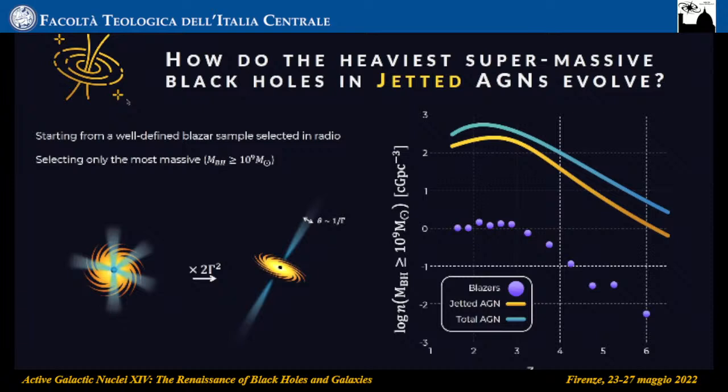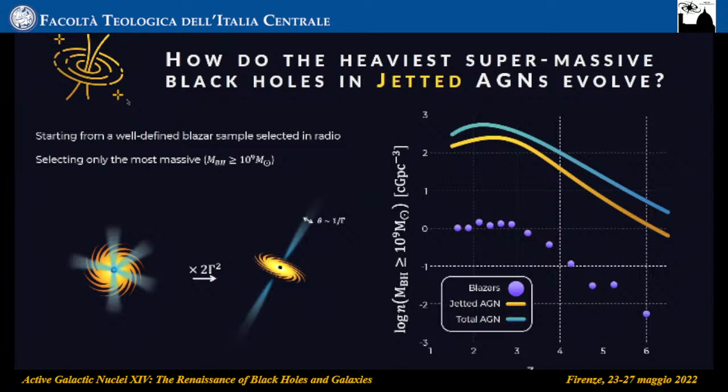So, hi everyone. My work is about the evolution of the heaviest supermassive black holes hosted in jetted AGNs. We started from a well-defined blazar sample with redshifts ranging from 1.5 up to 6 and selected in radio frequencies. Then, after gathering all the optical spectra, we calculated the masses of the black holes inside those objects and selected only those with a mass greater than 10^9 solar masses.